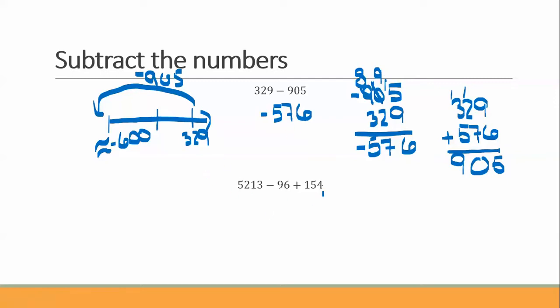This final one for this type of problem, we have 5,213 minus 96 plus 154. Remember, we can add and subtract in any order as long as we keep our subtraction with the same number. So let's start out by adding, because we can't do it all at the same time. Let's start out by adding 5,213 and 154.